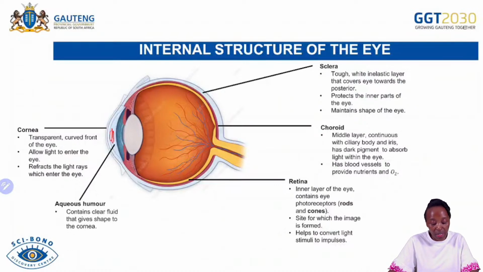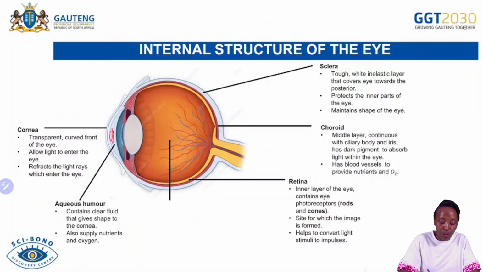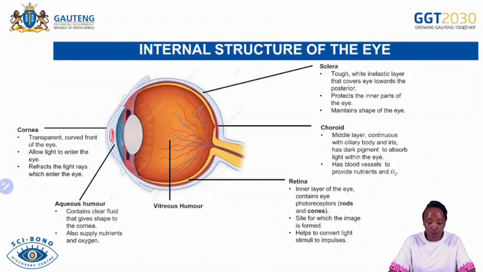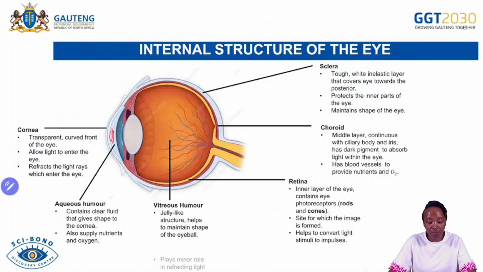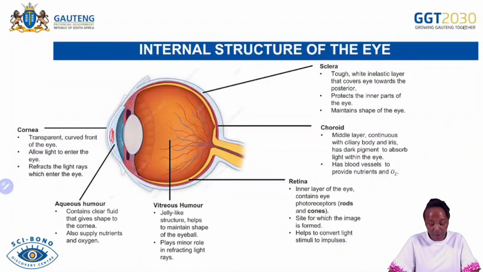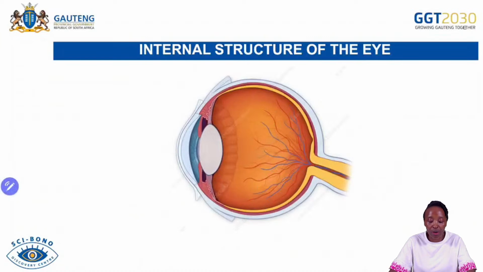Its function is that it also maintains the shape of the cornea, and it is clear in color so that it allows the light to pass through. Also supplies nutrients and oxygen to the eye. And then at the back of the lens, we have this part, which is filled with the vitreous humor, a jelly-like fluid. Again, the function of this is to maintain the shape of the eyeball. It keeps it round, and also it plays a role in the refraction of light.